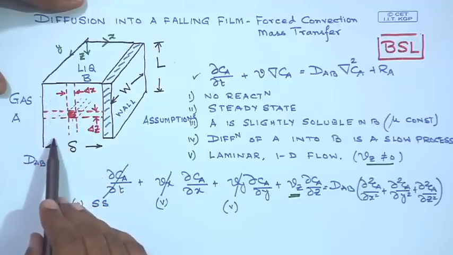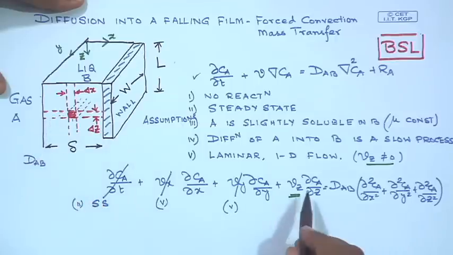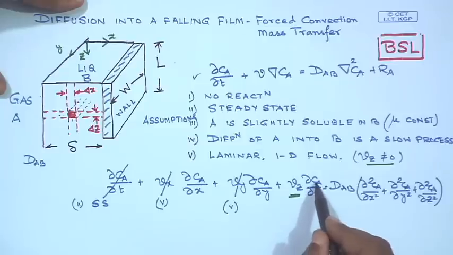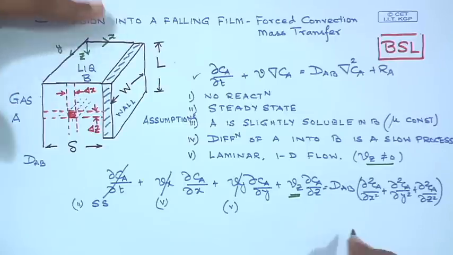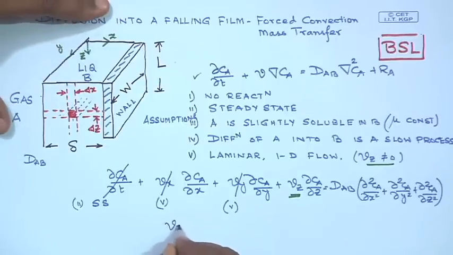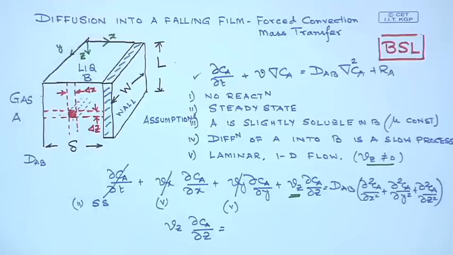As I move in this direction, what I am going to see is that at a fixed z, the concentration is going to change with z. It is going to increase with z, since it is being absorbed by the liquid. So, the entire left hand side then I am going to have is V z del C A del z is equal to, then I am going to think about the right hand side.